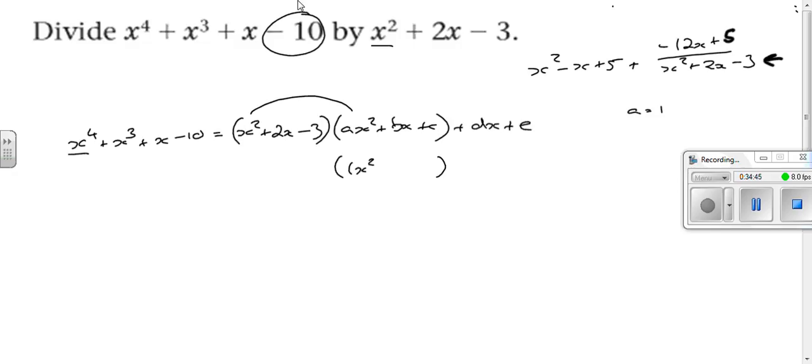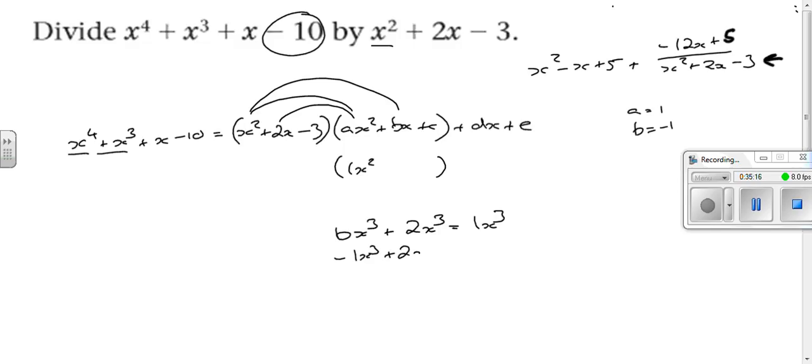And then if we have a look at the x cubed, the way we do x cubed is we do x squared times that. So that's going to be bx cubed. And if we do 2x times ax squared, and we know that a is 1, that's going to be plus 2x cubed. And we can see that's got to equal 1x cubed. So therefore, b must equal minus 1, because you've got to have minus 1x cubed plus 2x cubed to make 1x cubed. So that's going to be minus x.